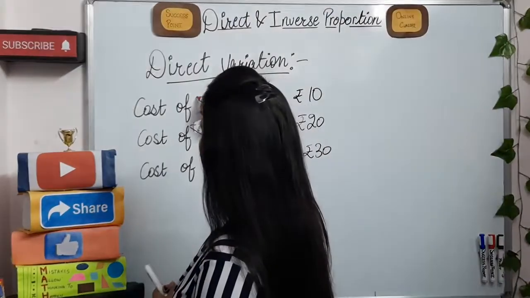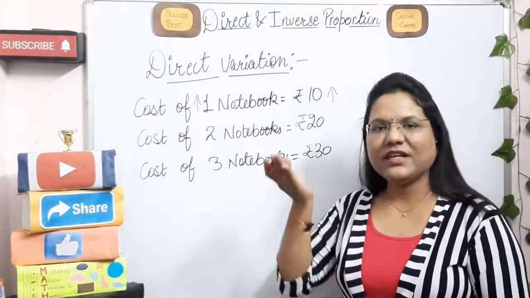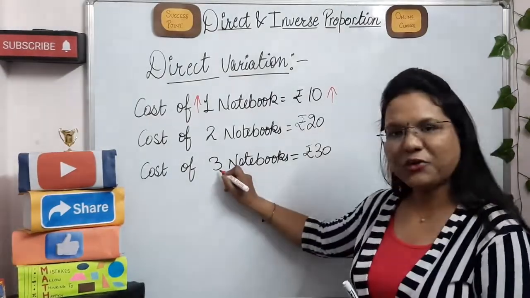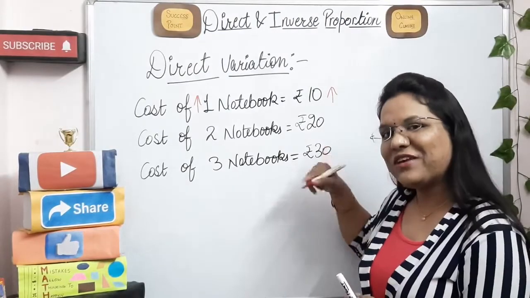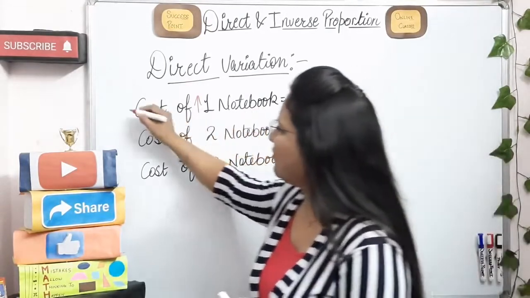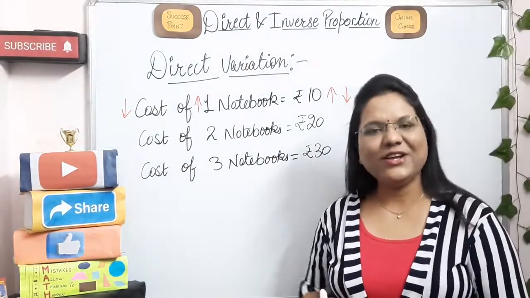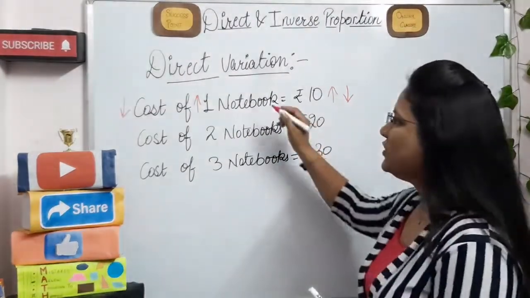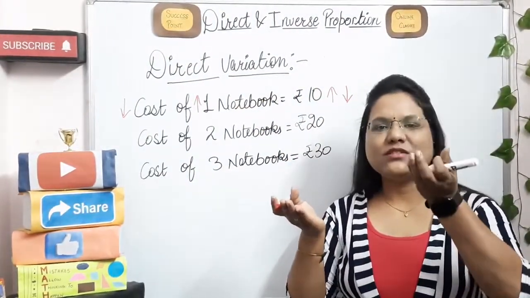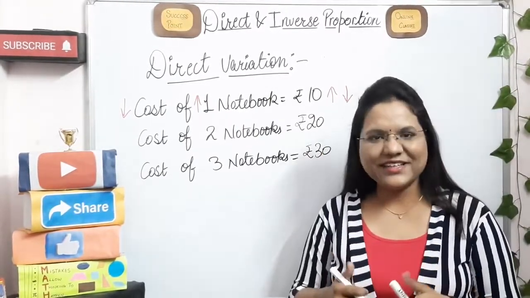That means if one value is getting high, the second value also will get high. One increases with the other. And if we check from the down side, like three notebooks cost 30 rupees, then what is the cost of one notebook? It is getting low. So if one value is getting low, then the second value also decreases. So this is all about direct variation. If one quantity is getting high, second also high. If one is getting low, then second also low. I hope you are getting it.